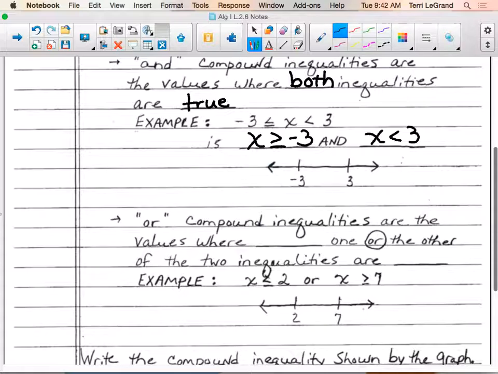So let's first of all decide, is -3 a solution? Yes. Okay, does it satisfy both? Yes. Okay, so what part of the first one does it satisfy?